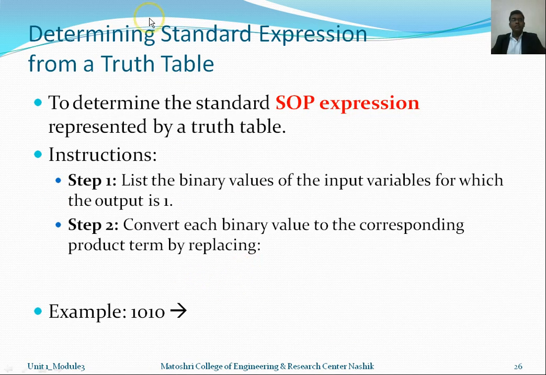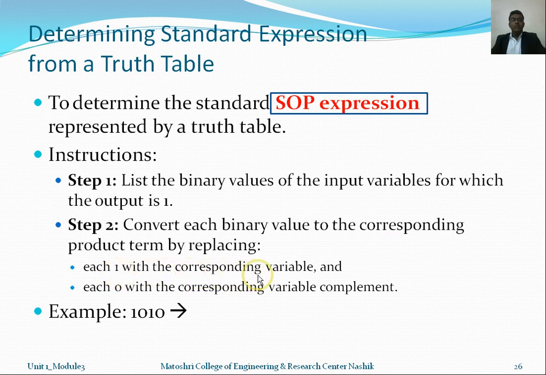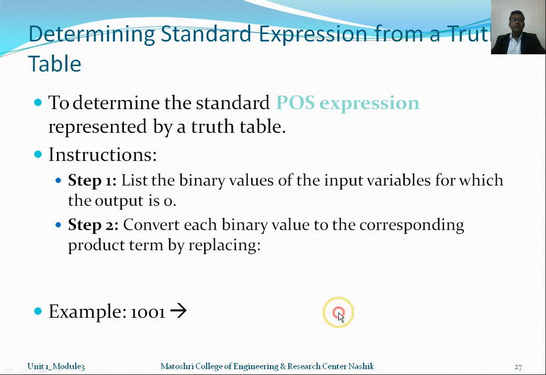So, determining the standard expression for the truth tables. Keep in mind, in case of SOP expressions, 1 corresponds to the variable and 0 corresponds to the variable complement. Just remember: in SOP, 0 is complement and 1 is without complement. Now converting this 1010 in SOP, 1 is without complement, so A is without complement, B is complemented, C is without complement, and D is complemented.